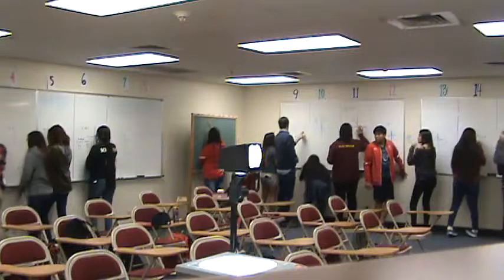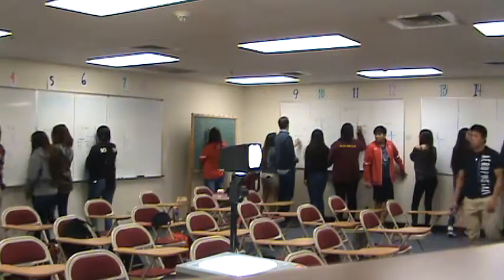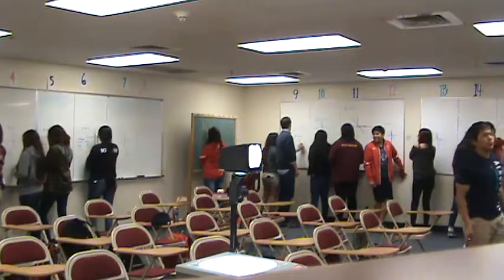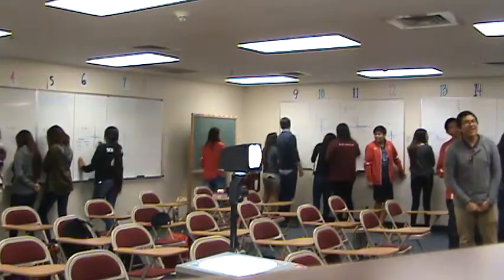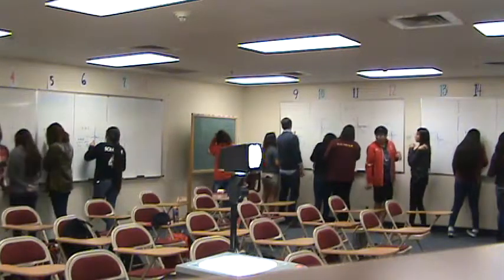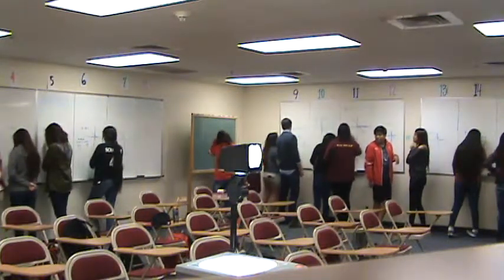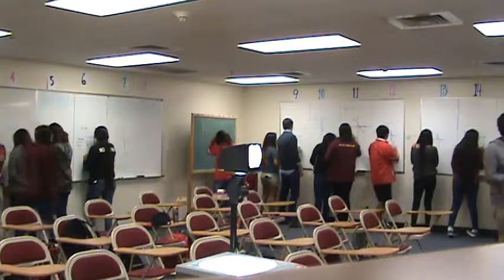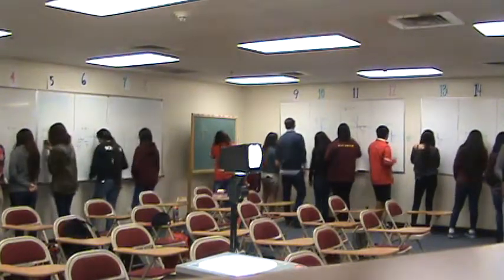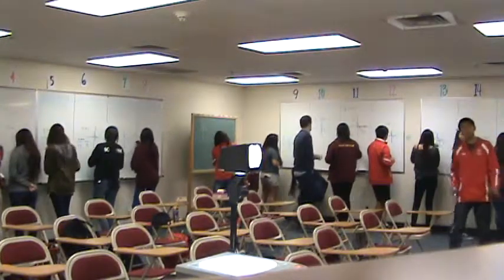I plug in 0 for y. So what happens when there's a 0 for x? You have another point on this axis. Does that make a little sense now?